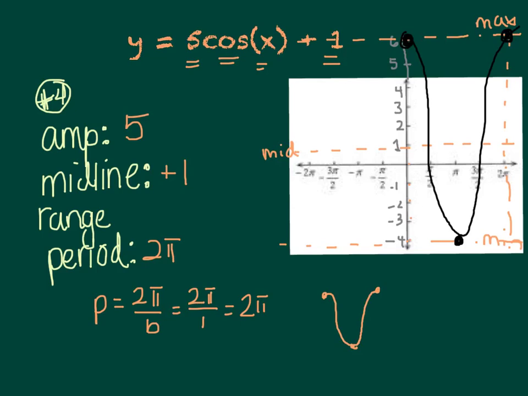And if I really wanted to draw another one, I could do one on the negative side. So a min and then a max. Ooh, this is a big graph. Great. Now that I have my graph, it's really easy to see that the range starts at -4 and goes up to +6.